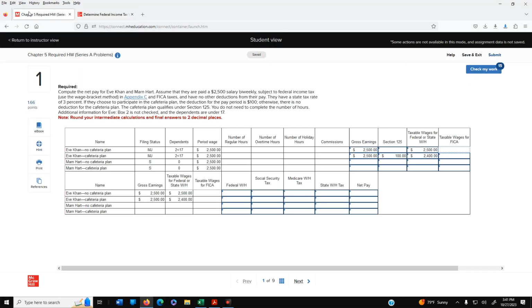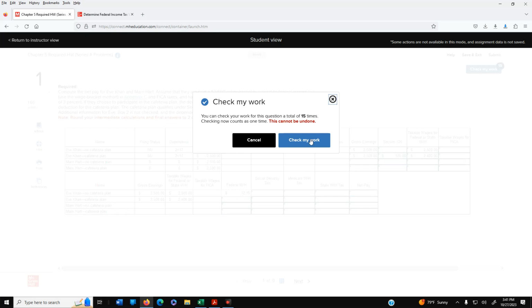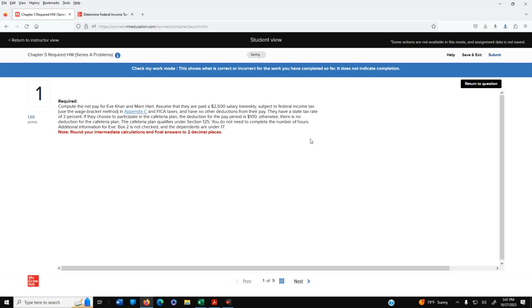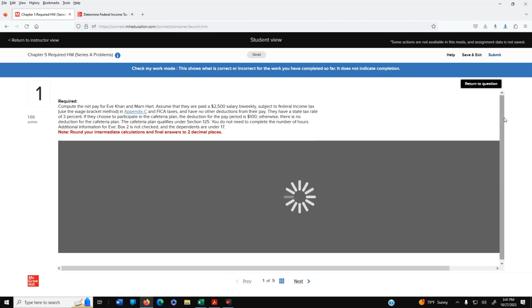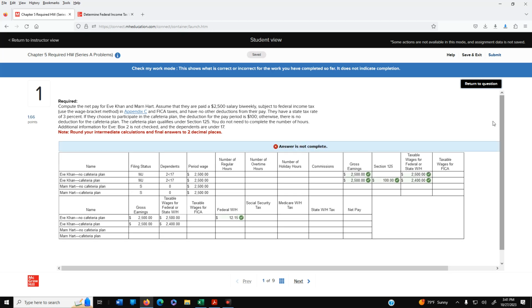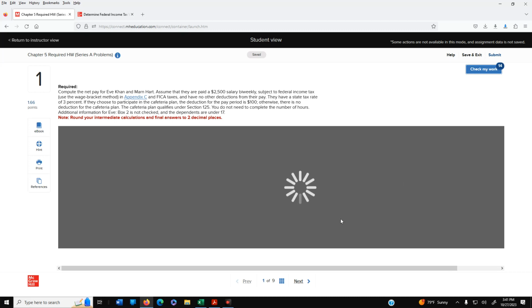So we're going to go back here, and we're going to enter here 1215. Okay. So going to check my work just to show you. And we got it correct. Of course, we still need to fill out all the other columns, but this is the hardest column to fill out. Okay, so let's go back to the question.